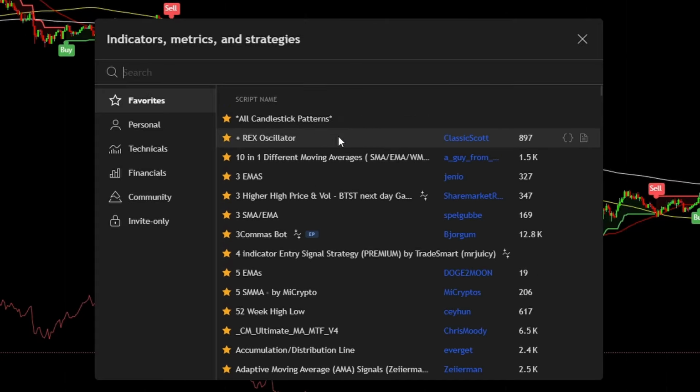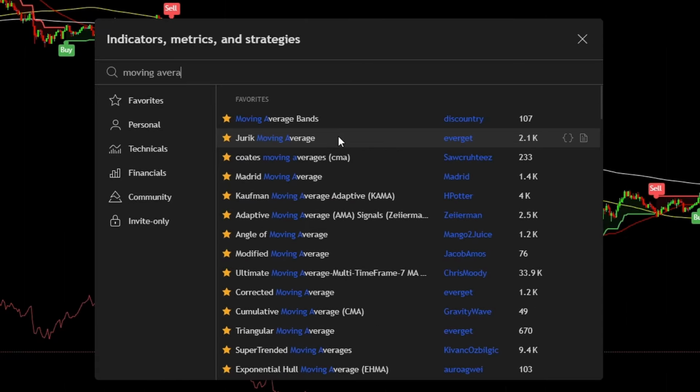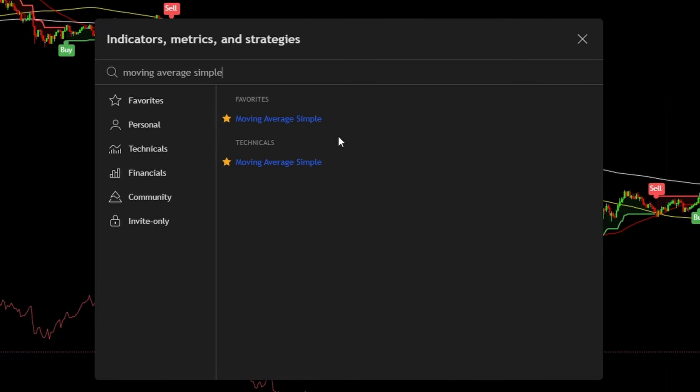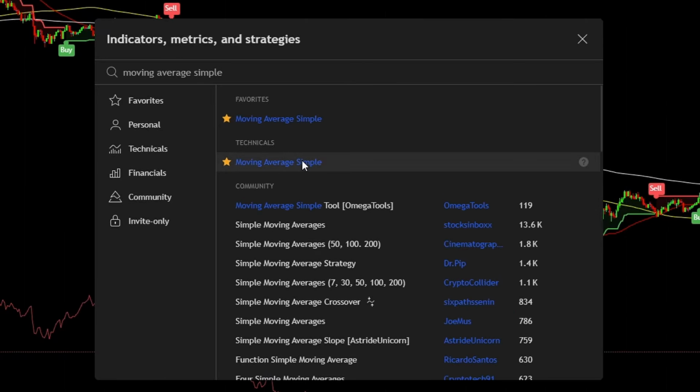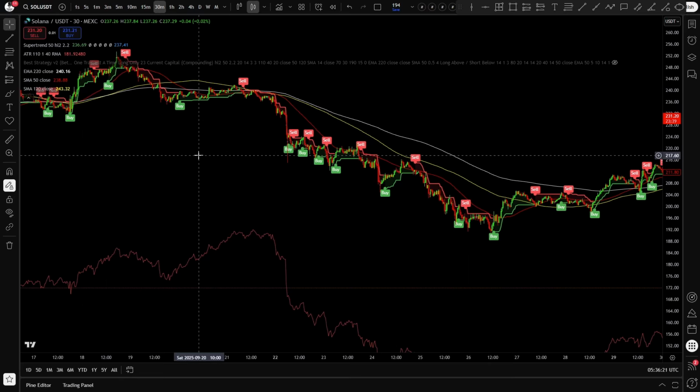And for exits, we are going to use a simple moving average crossover. For that we will need two simple moving averages. So type in moving average simple, and add this one 2 times to your chart. Okay, that's all we need. And now let's see the parameter settings.